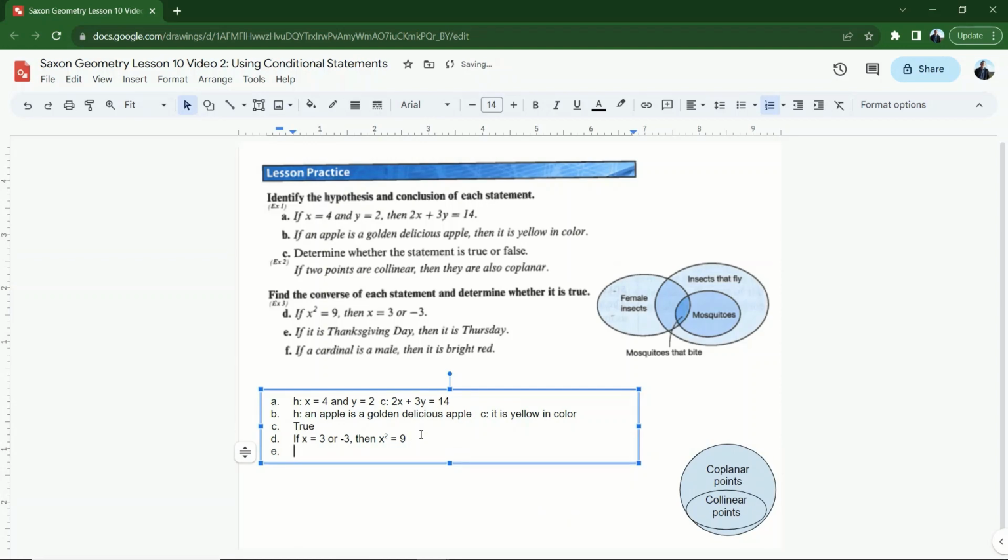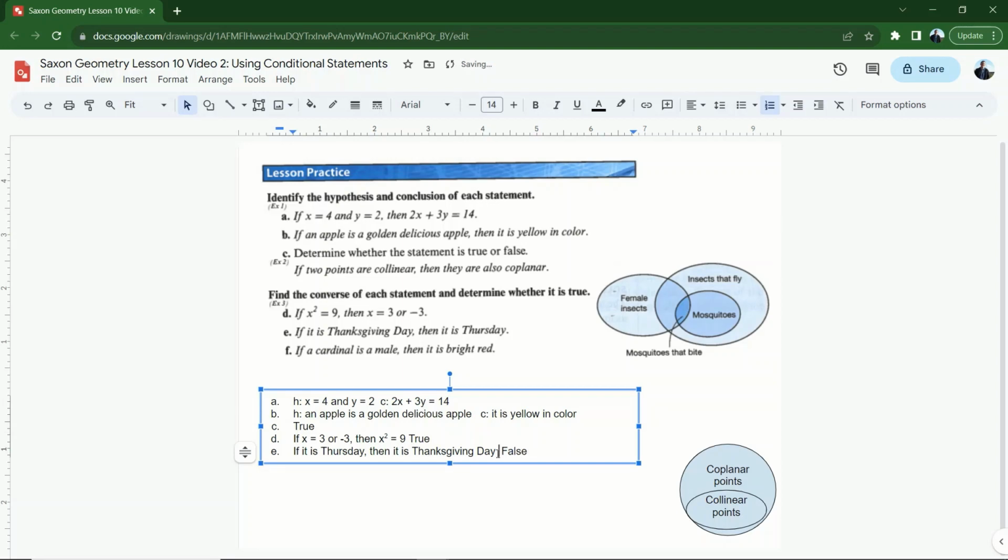Okay, letter E. If it is Thanksgiving Day, then it is Thursday. Well, the converse of that: if it is Thursday, then it is Thanksgiving Day. Hey, today is Thursday. Is it Thanksgiving Day? I tell you what, I'm not eating turkey and cranberries for dinner tonight, so it must not be. This is a statement where the converse is not true. So I'm going to say this first one was true. This one is false.